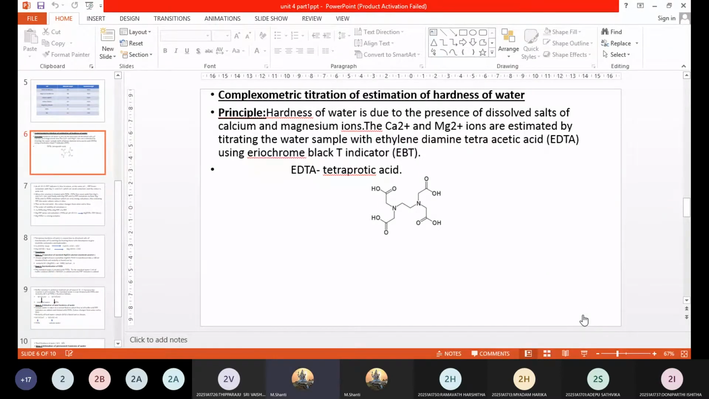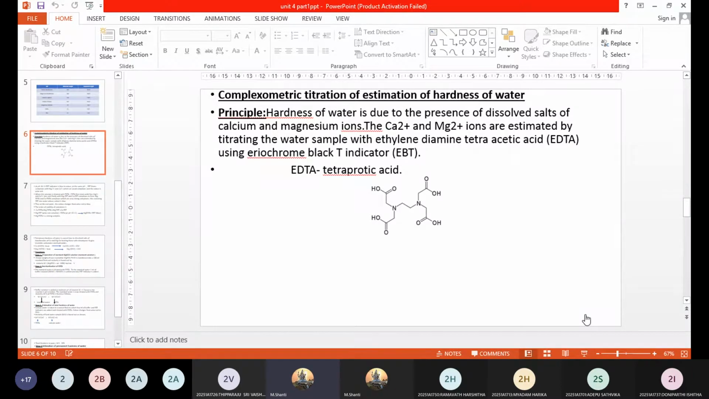The principal part: how many donor atoms are there in the EDTA molecule? EDTA is a ligand, right? How many donor atoms are there in the EDTA structure? 6, ma'am. 6 donor atoms.